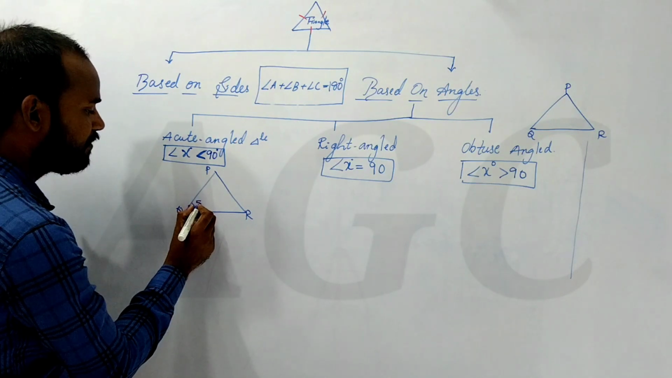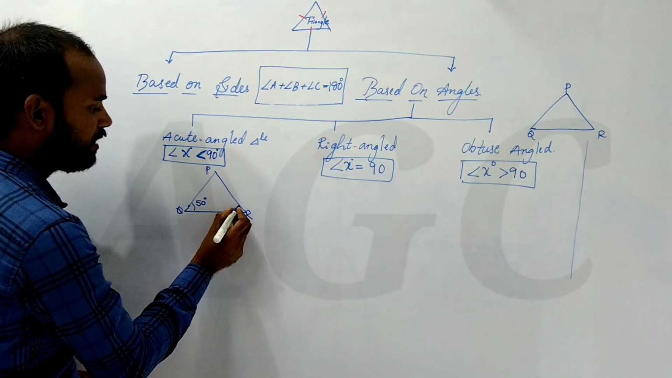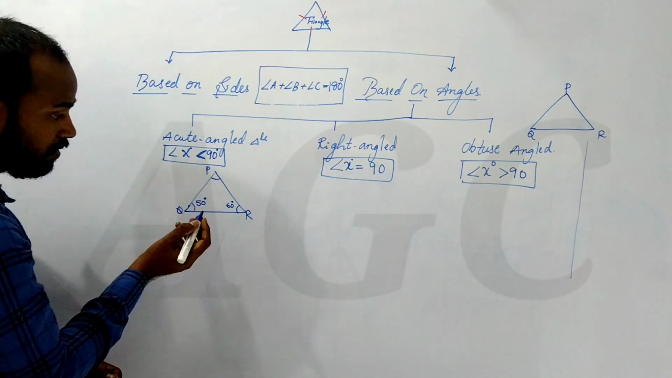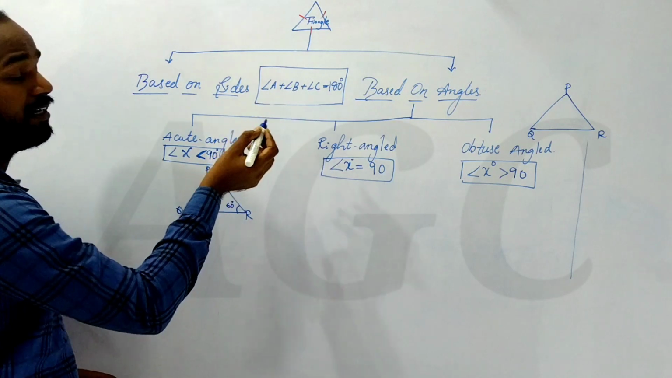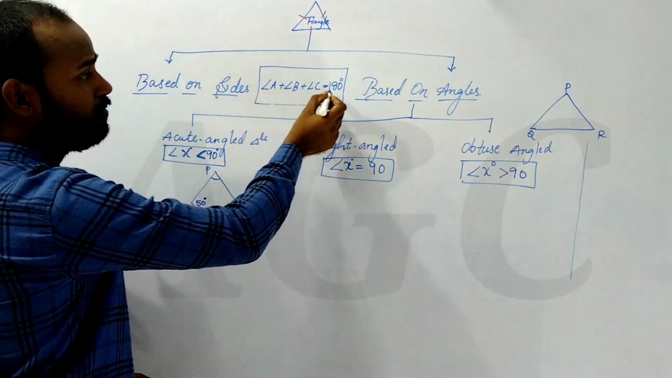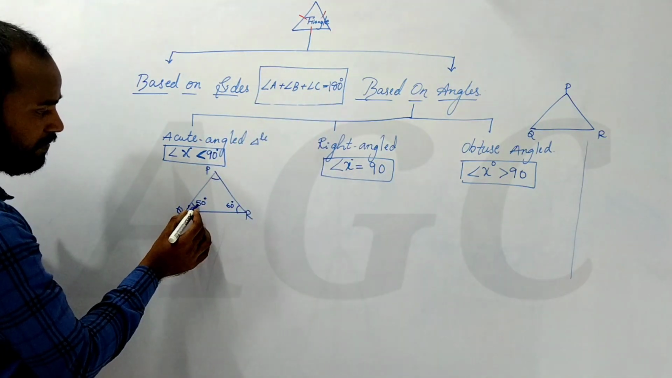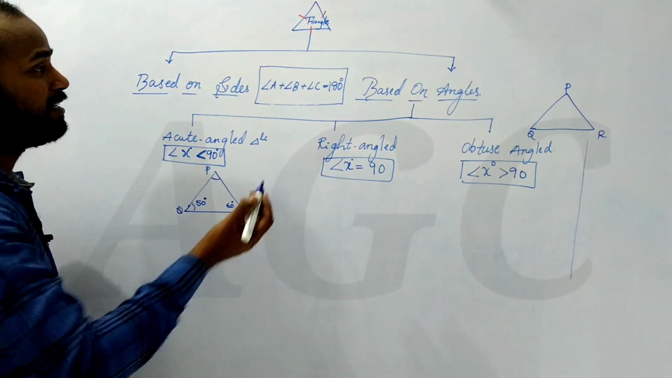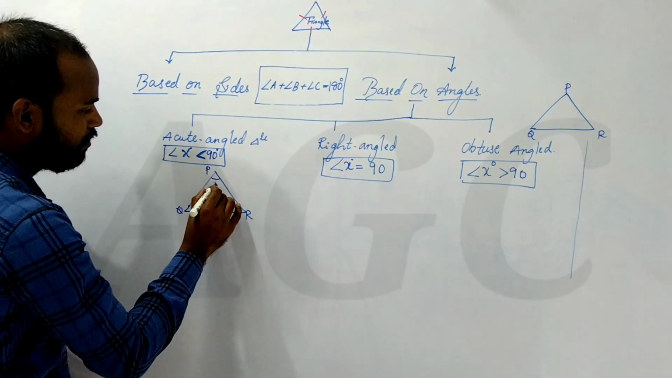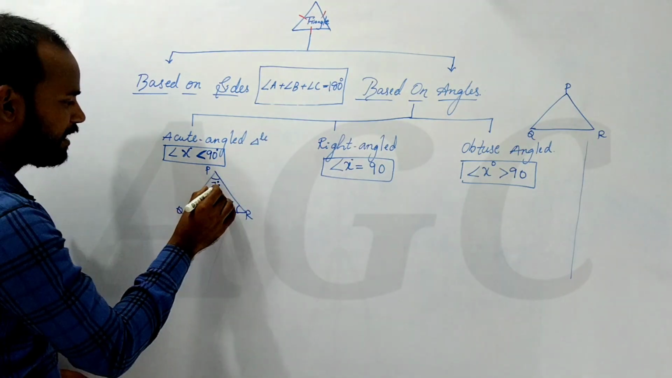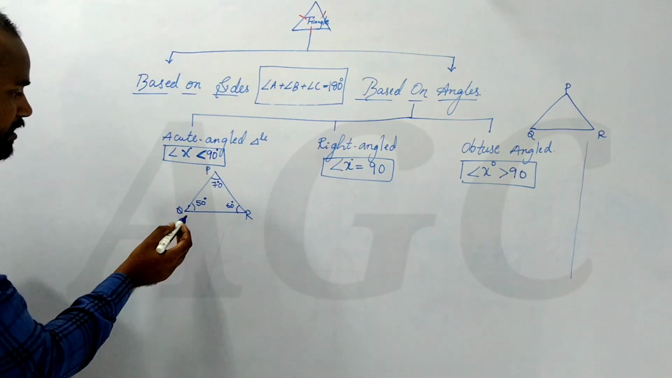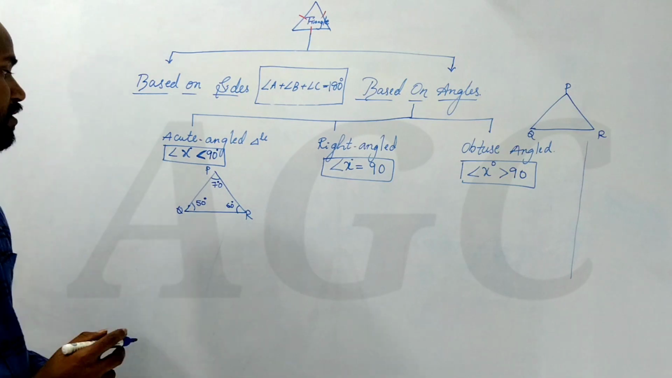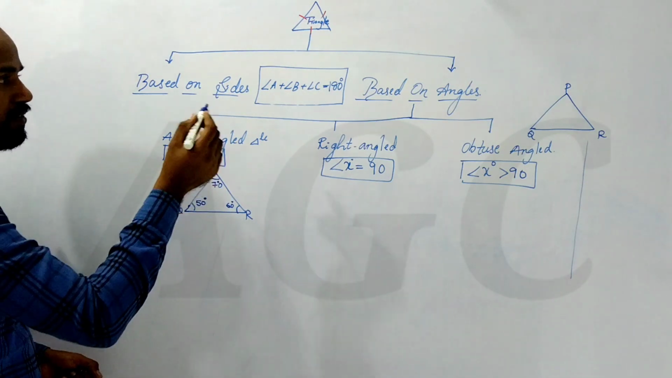So I am writing here 50, and here 60. You must remember this thing: at last our sum should be 180, right? So 50 plus 60, how much? It is 110. So what is the remaining? 70. I am not writing in any sequence here. Just see the logic: 50, 60, 110, and 110 plus 70 is 180. So the sum of the angles of the triangle is equal to 180.